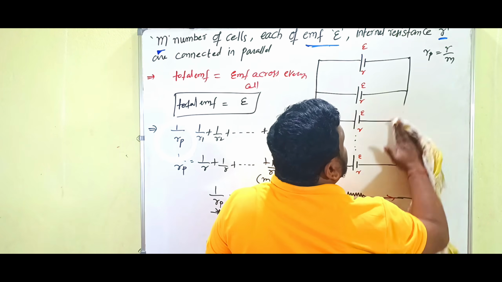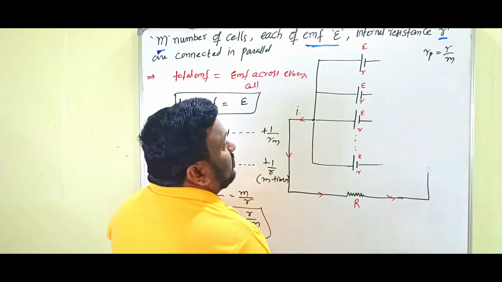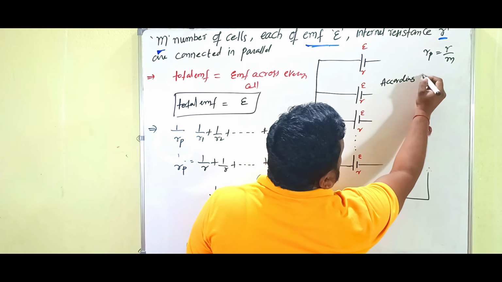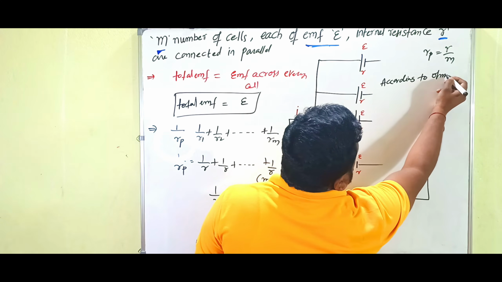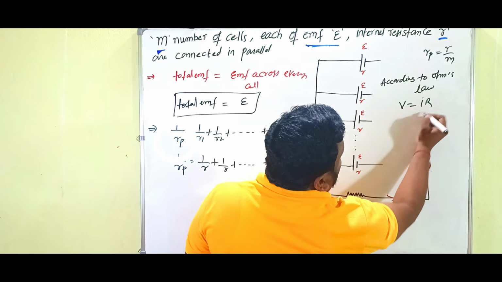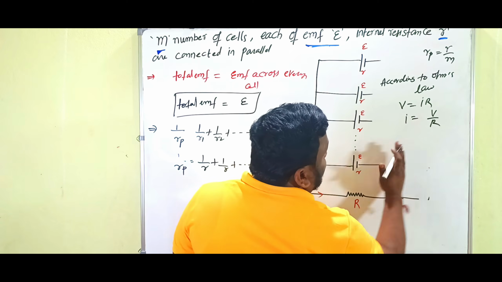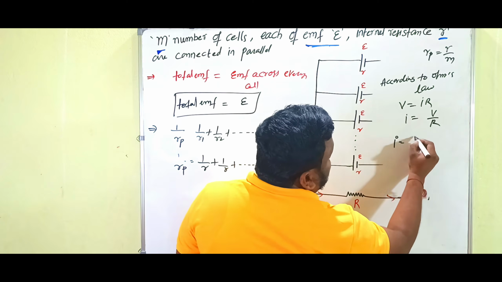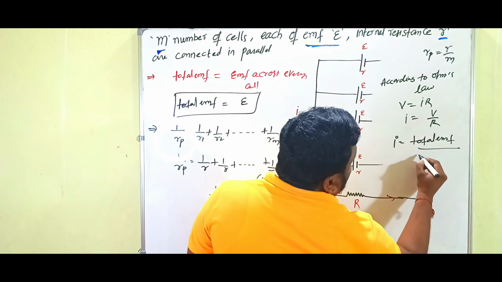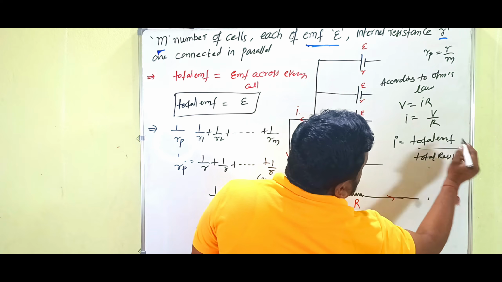Look here, children, we need some space. That's why I'm erasing. Here, according to Ohm's law, what do we write? V is equal to IR. I is equal to what? V by R. By using that, we can write I is equal to total EMF by total resistance. What is it? Total resistance.